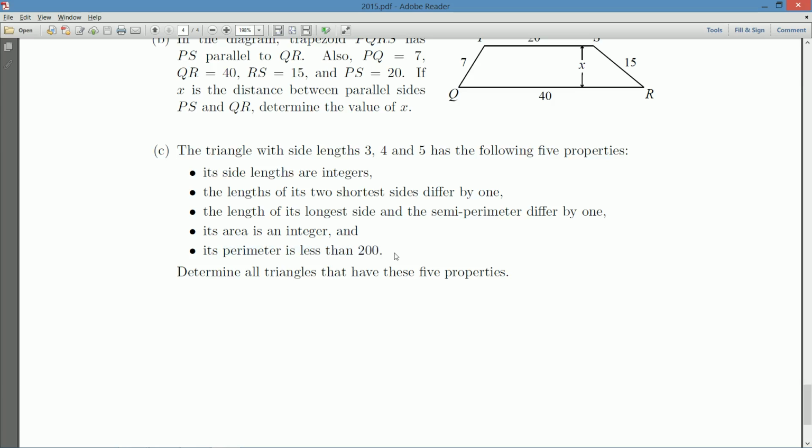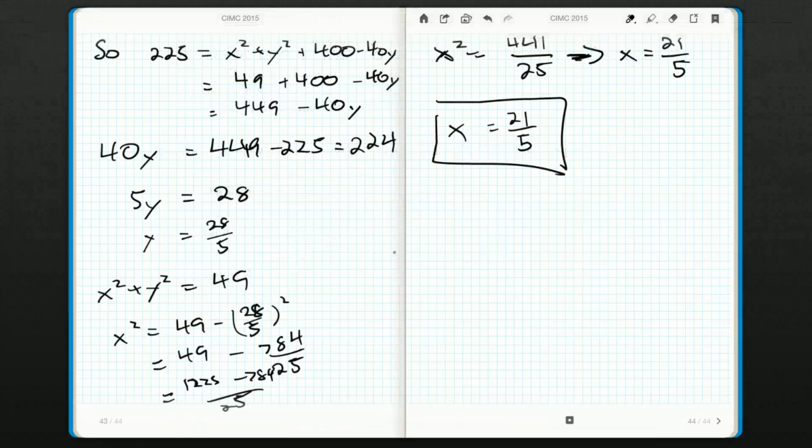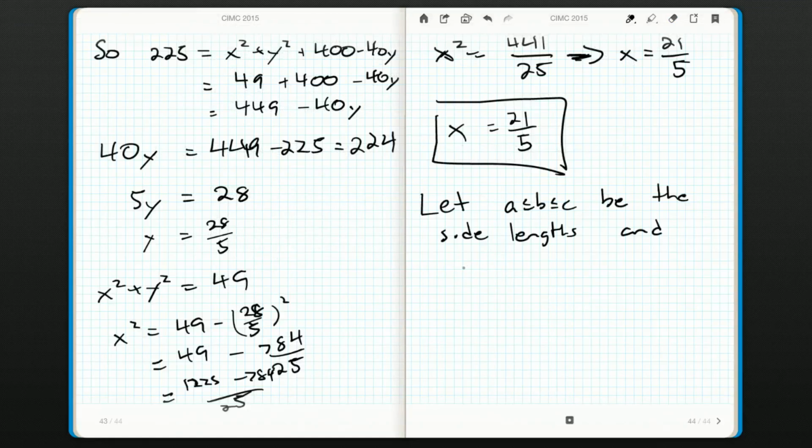Well, if its perimeter is less than 200, and the semi-perimeter is just the perimeter divided by 2, that makes the semi-perimeter S less than 100. That's something to note. Okay. I'm just going to say, let A, B, C, I'm going to order them, actually. Talk about the shortest sides, because they were talking about shortest and longest, so it might as well make sense to single them out. So let those be the side lengths. And S is equal to A plus B plus C over 2, and that's the semi-perimeter.